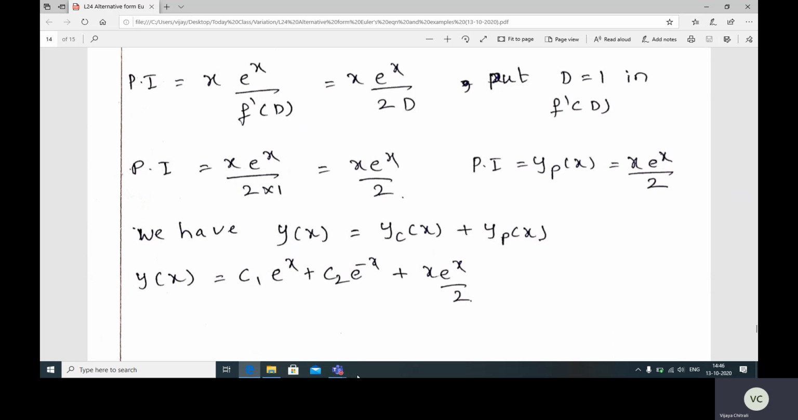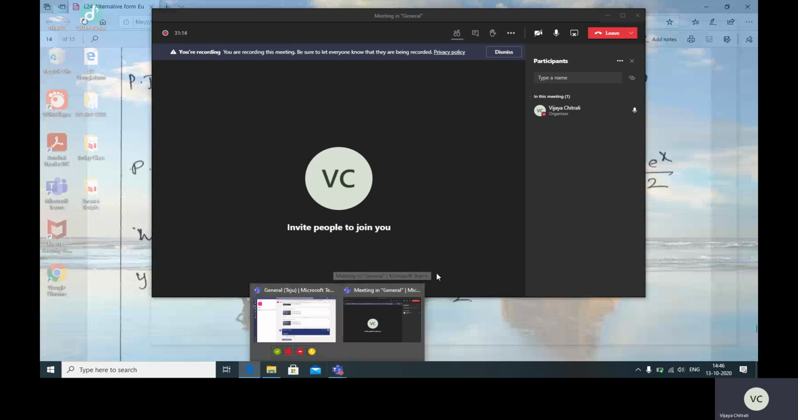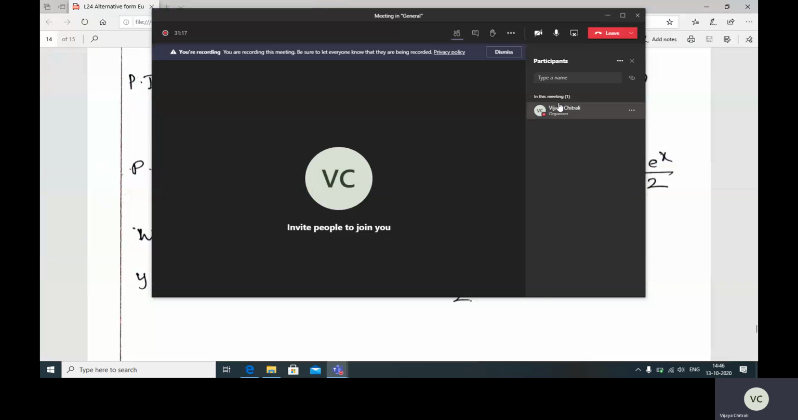So today we have discussed alternative forms of Euler's equation and examples of this Euler's equation.